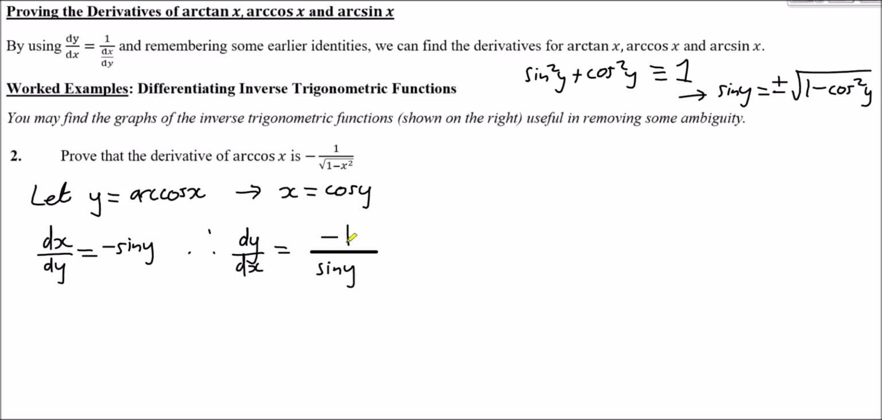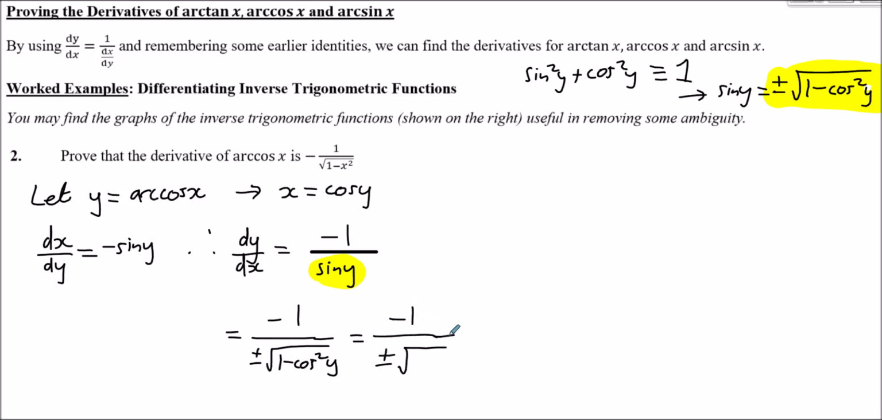So I'm going to just replace sin y with this expression here, because then I can get it back in terms of x, which is what we need. So this is going to give us minus 1 all over plus or minus the square root of 1 minus cos squared y, which of course is minus 1 over plus or minus the square root of 1 minus, well, x is cos y, so cos squared y is therefore x squared. But how do we know if it's plus or minus?